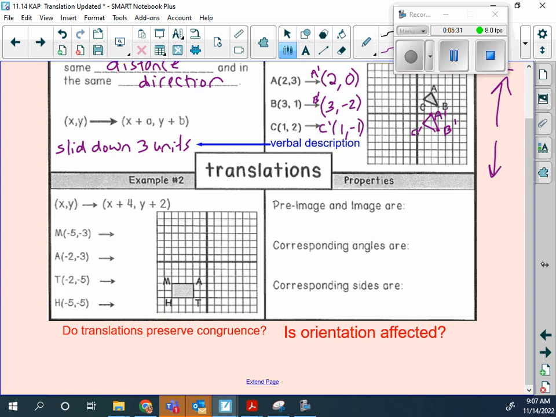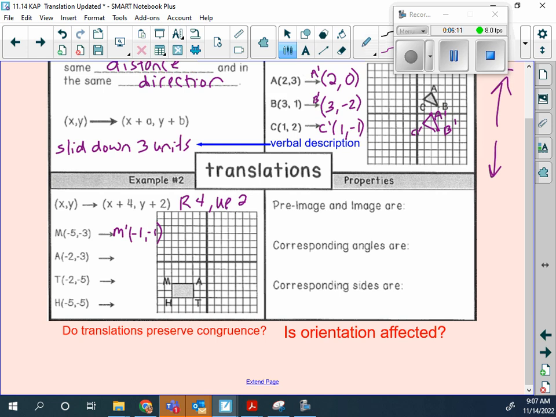(x, y) goes to x plus 4, y plus 2. Before we even do it, let's predict what's going to happen. What's going to happen here? How is it going to move? First, it's going to go to the right 4. Then what's it going to do? Up 2. Based on what the rule says. Okay, let's see if that's actually true. All right. So M prime, we're going to go -5 plus 4 would be what? -1. -3 plus 2 would be -1. And then you'll go ahead and plot that. Now go ahead and why don't you finish that out?